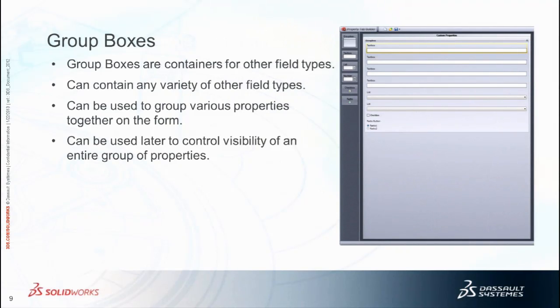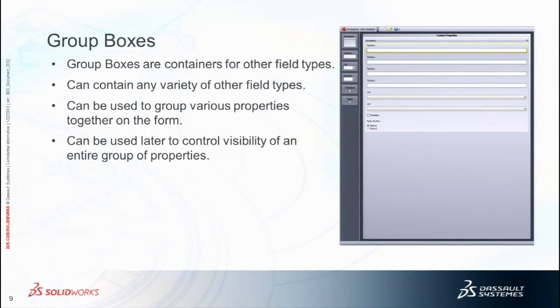Group boxes are containers for other field types, like I said. They can contain any variety of the field types. They can be used to group various properties together on a form. And, more importantly, they can be used to control visibility of an entire group based on properties.